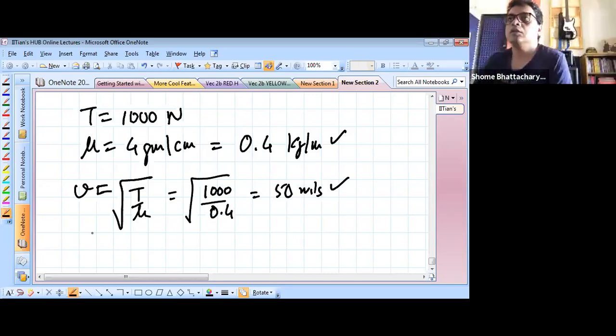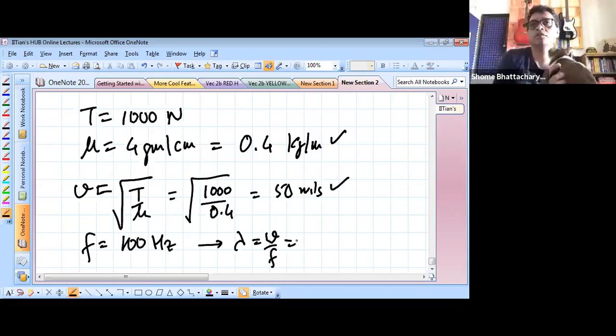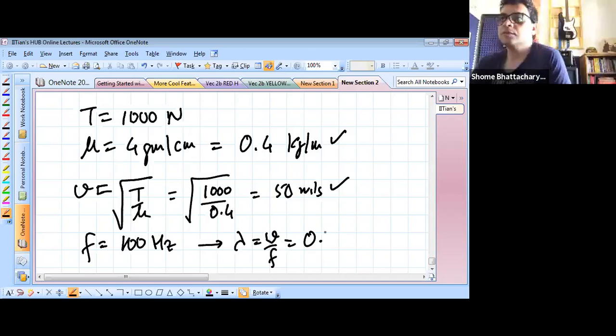The frequency of the sources was given to me in the question as 100 hertz. So that means now the wavelength, which is V by F, will be 0.5 meters. Okay, so this is the next.